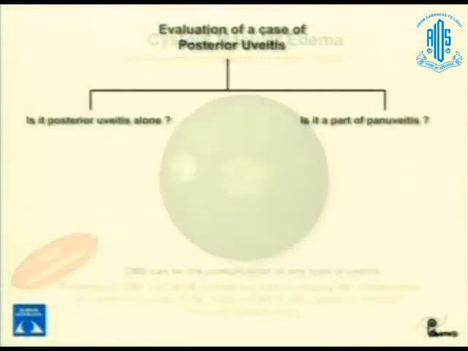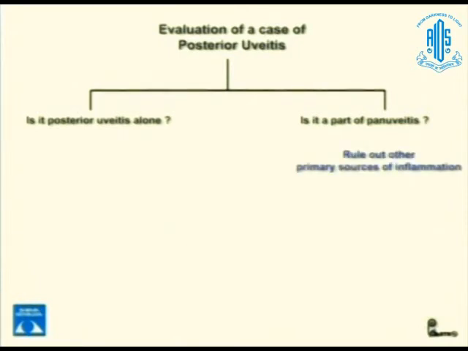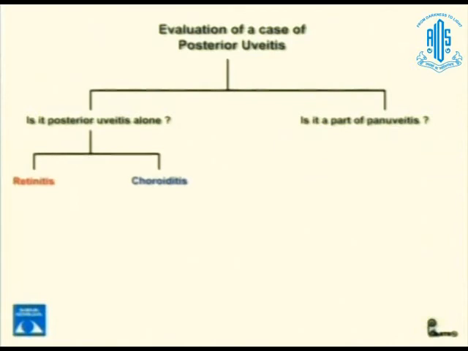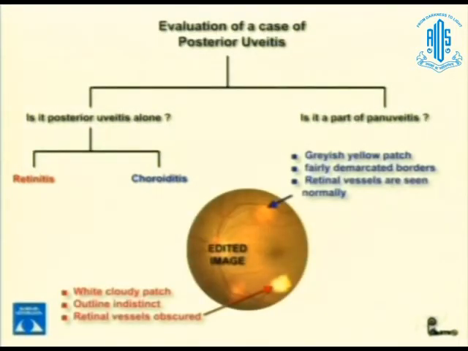Okay? Now, if you are evaluating a case of posterior uveitis, there are first two very important questions: whether it's a case of posterior uveitis alone or part of panuveitis. So you have to rule out other primary sources of inflammation, whether inflammation is present in the vitreous or the anterior chamber. If it is a case of posterior uveitis alone, then you have to differentiate whether retinitis is there or choroiditis is there. Retinitis and choroiditis can be differentiated. This is an edited image. Choroiditis generally presents as a white patch.